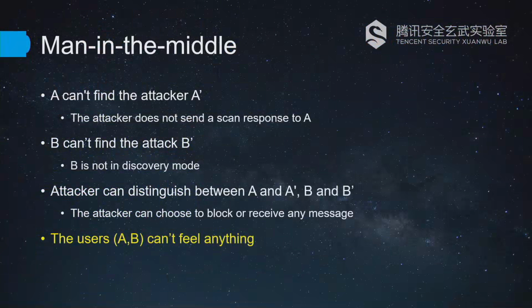A can find the attacker because the attacker will not send a scan response to A by our design. B can find the attacker because B is not in discovery mode. Then the attacker can distinguish between A and fake A, B and fake B, because he can choose to block or receive any message. So the normal users A and B cannot feel anything.